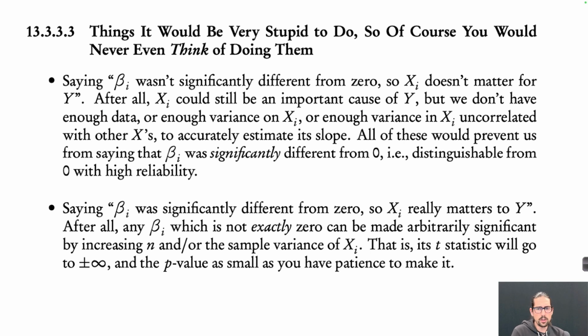So, things you should not do. You should not say, well, beta was not significantly different from 0, so this predictor doesn't matter. There are so many reasons why that may not be the case. For one, you could just have too small a sample size to see the effect that it is having. Maybe it has a moderate size effect, but you just don't have enough data to detect it. Similarly, it could be collinear with these other variables, and because of that collinearity, the effect is spread between the two variables very evenly. That makes it very hard to tell which is the one that's important and which is not.